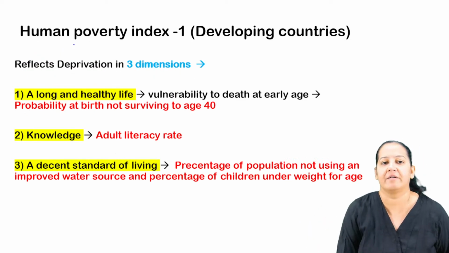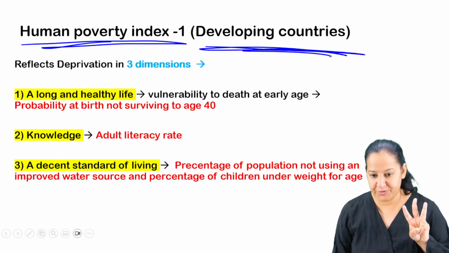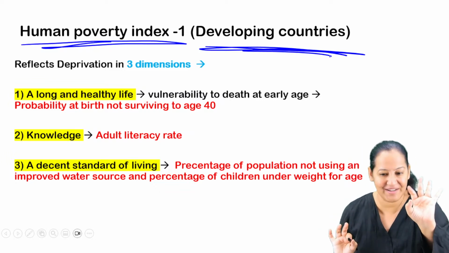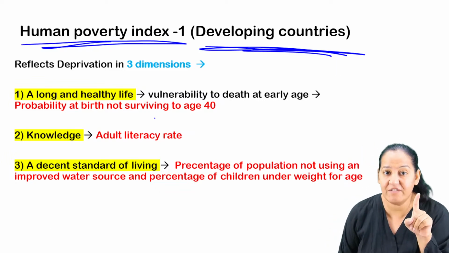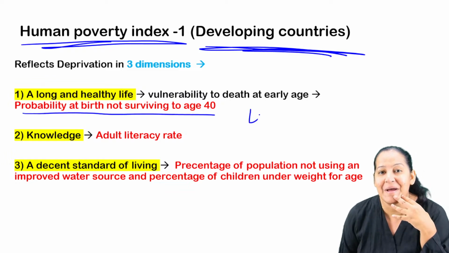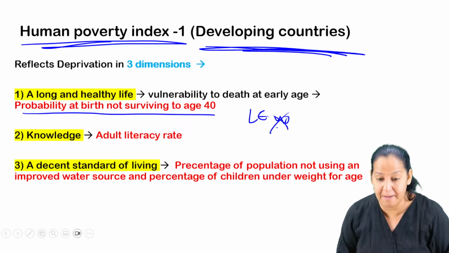First, HPI 1, that is for developing countries. Again, the three dimensions: longevity, knowledge, standard of living. Both have the same three. For longevity, we see what is the probability that a person will not survive by the age of 40. By the age of 40, the person will not survive. What is the probability of that?